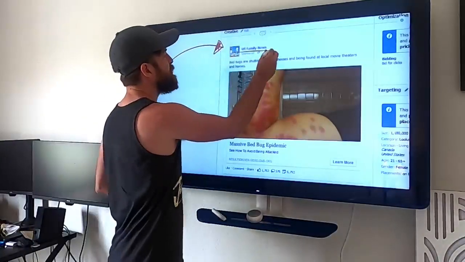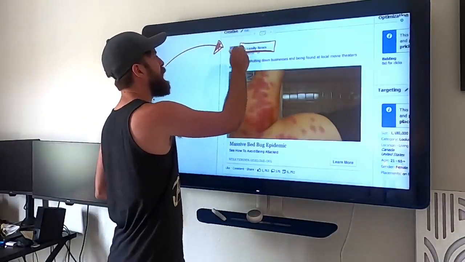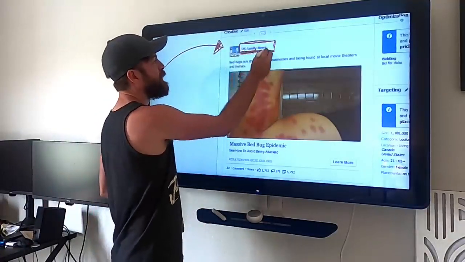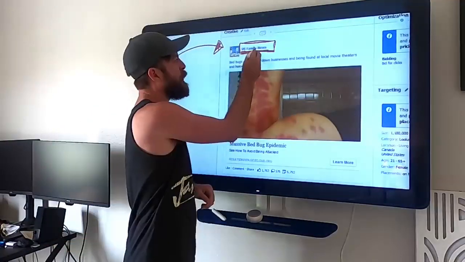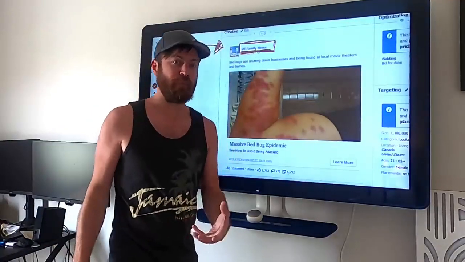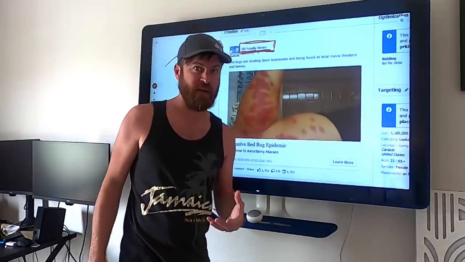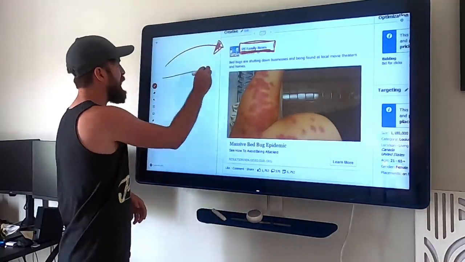So we have US family news. Now, this ad was shown in the US. Why did I call it US family news? Well, the whole point is I want this to seem like news. The landing page I'm using for this ad is what's called an advertorial.